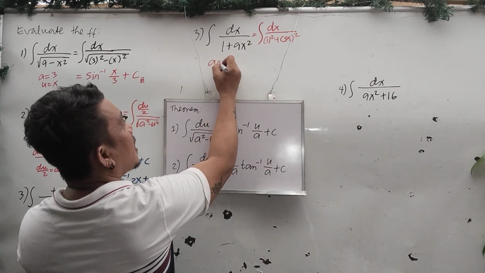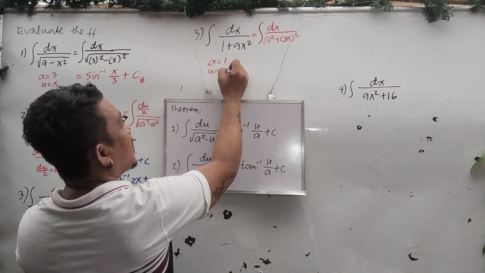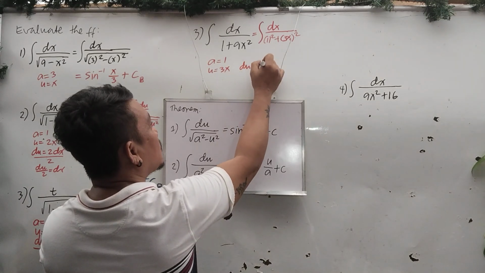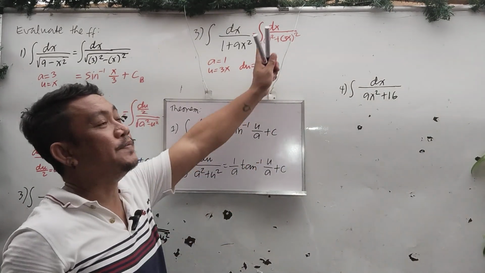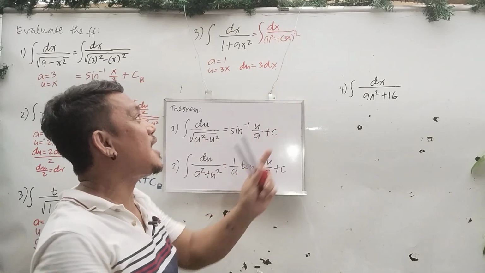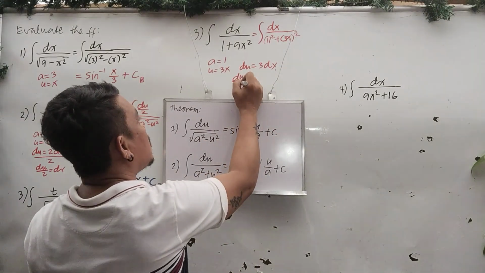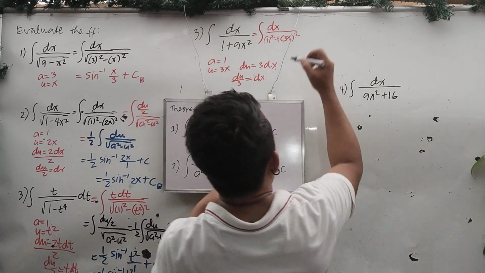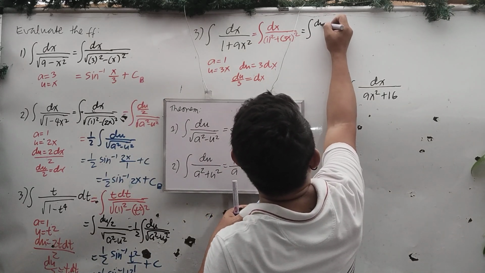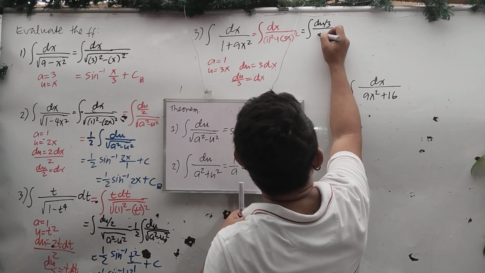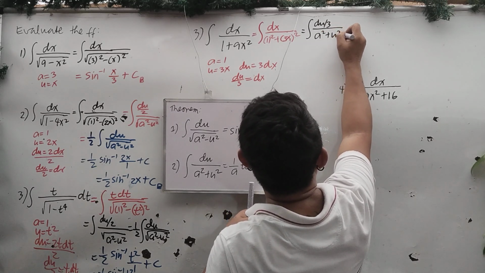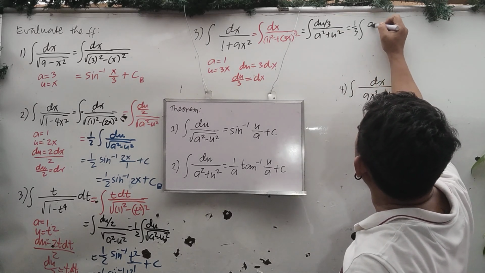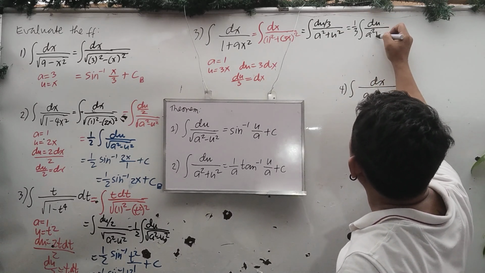So, our a is 1, our u is 3x. Right? So, since 3x na itong u, so du is equal to 3 dx. Observe, again, wala tayong constant na 3 dito sa dx. So, divide both sides by 3. So, du over 3 is equal to dx. Okay? So, what will happen here? This becomes integral of du over 3 over a squared plus u squared. So, ipagawas na to ng 1/3 integral of du over a squared plus u squared.